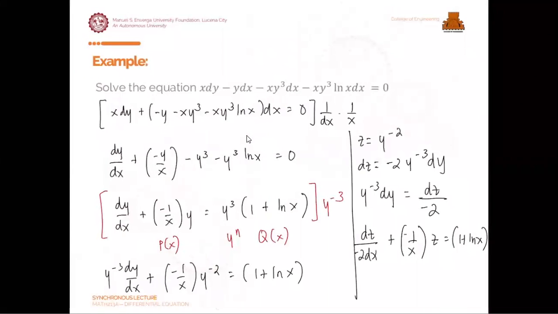Okay? So that is the relationship ng Bernoulli sa linear equation.